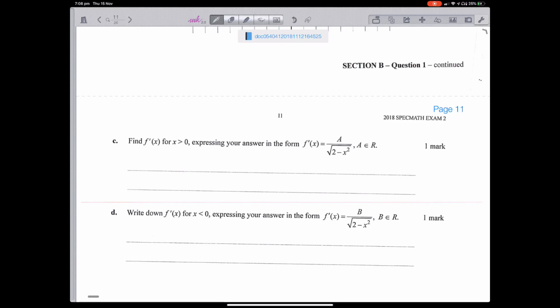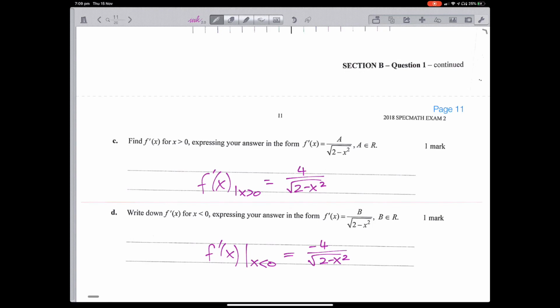Express your answer in the form, so f dash of x given x is greater than 0 is 4 on root 2 minus x squared. That makes sense because it's got a positive gradient. f dash of x given x is less than 0 is negative 4 on root 2 minus x squared.